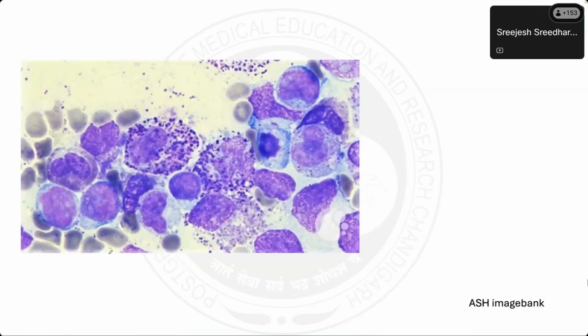But there is one morphological abnormality which says that this is likely to be clonal. In which condition do you get these kinds of eosinophils?